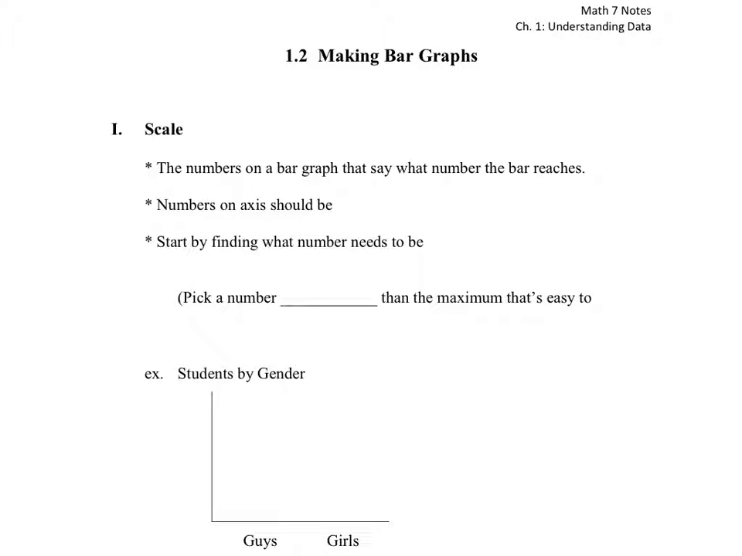So I tried coming up with some hints that I think will make it go better over here on the left-hand side. But first of all, the numbers on a bar graph, the numbers that end up being along here, basically tell you if a bar goes to a certain height, what the number is. So the numbers on the axis, what should they look like? First of all, they should be evenly spaced. So numbers on axis should be evenly spaced.